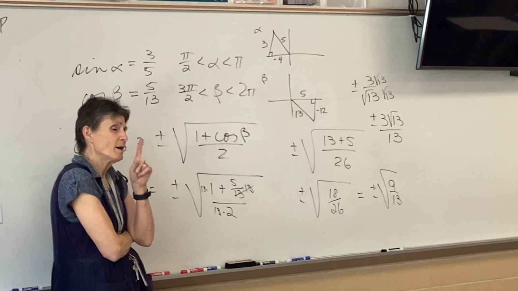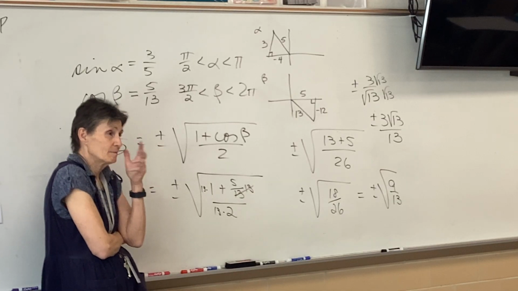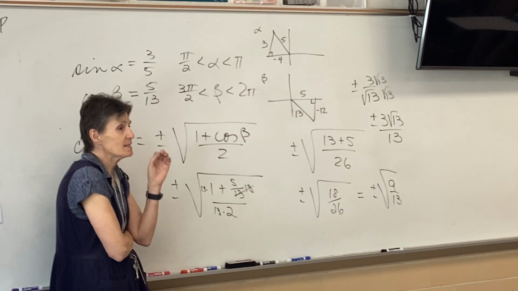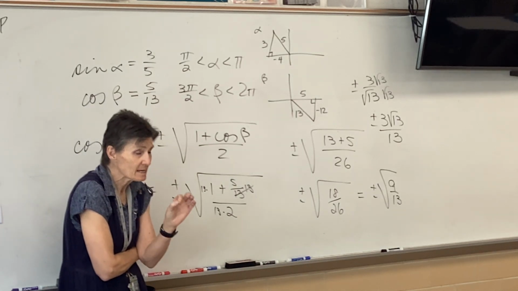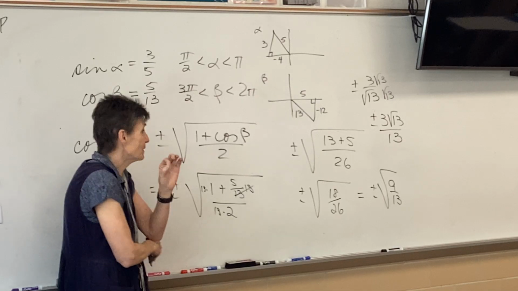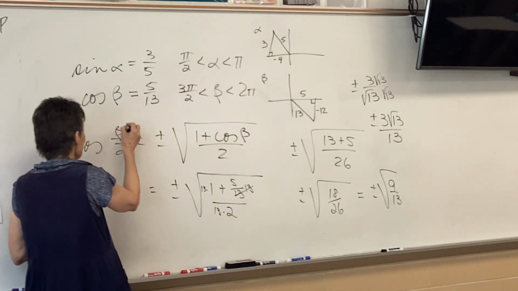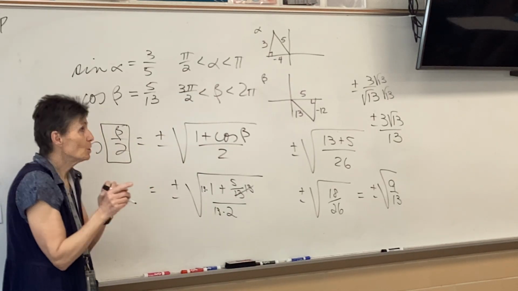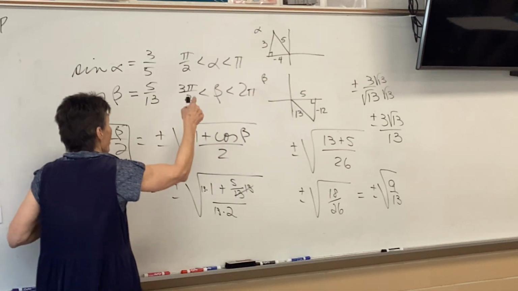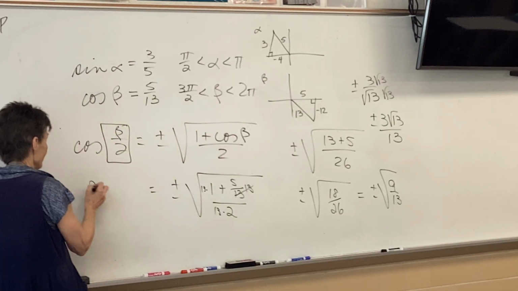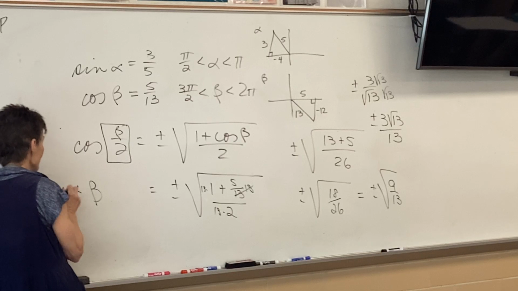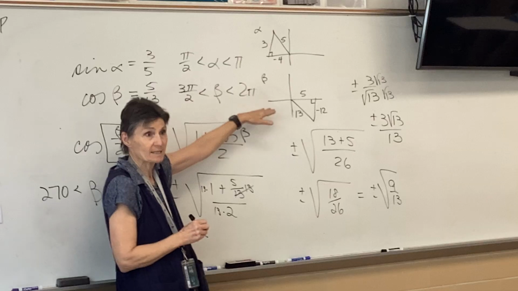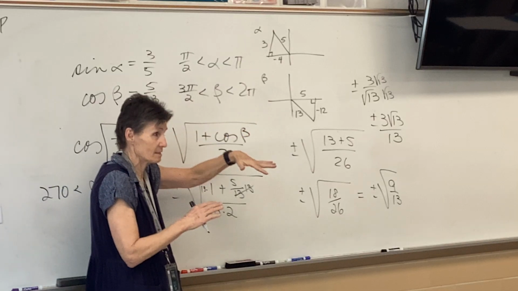Now, there's one more thing we have to decide. Plus or minus. Is it positive or is it negative? Now, this is very easy, but you also have to pay attention. Remember, we are finding the cosine of half the angle. We know that the whole angle is between 270 and 360. Would you agree with that? That's where the whole angle is.